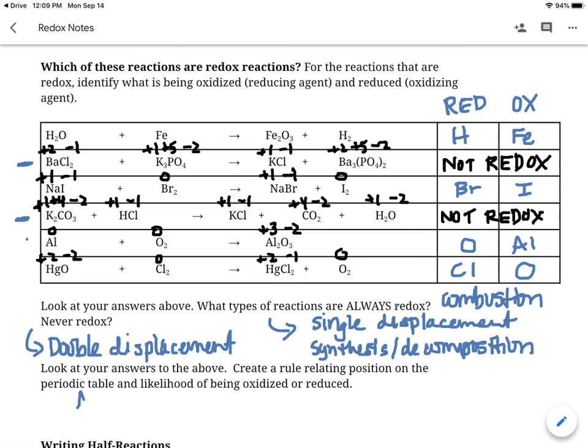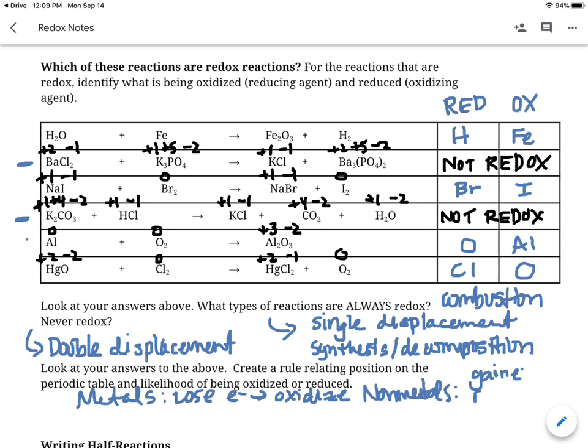We know that metals are more likely, when they're forming compounds, to lose electrons. And that means they are more likely to oxidize. Whereas nonmetals are more likely to gain electrons, and that means they are more likely to be reduced.